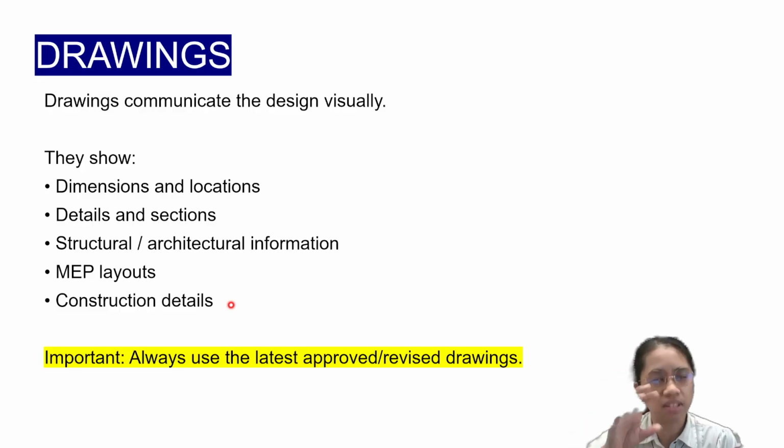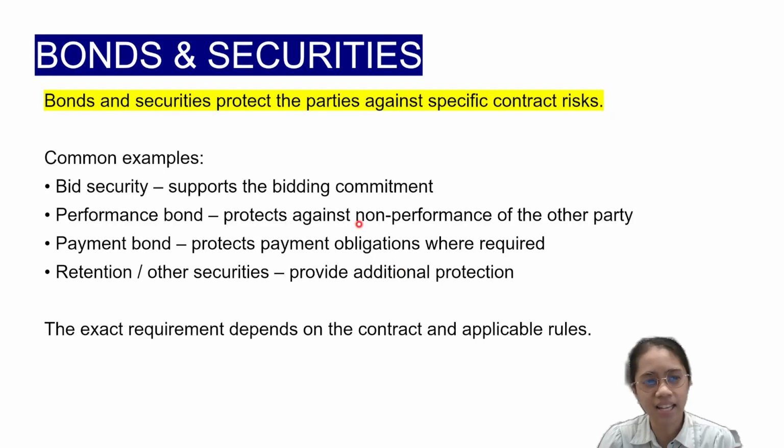You seldom see sentences, paragraphs in a drawing, but there is still words which will direct you on how to interpret or read drawings, just for a guide. But more of the words should be aligned with the technical specifications. I hope that's clear. Next, bonds and securities.